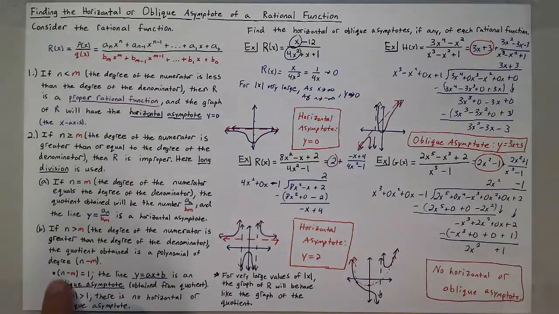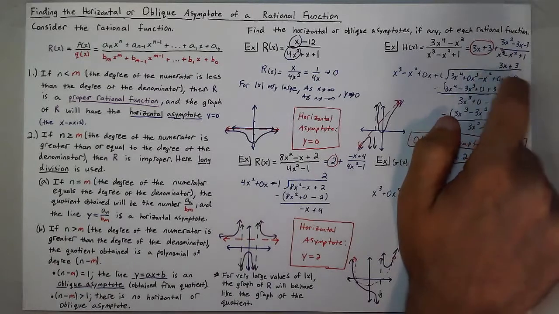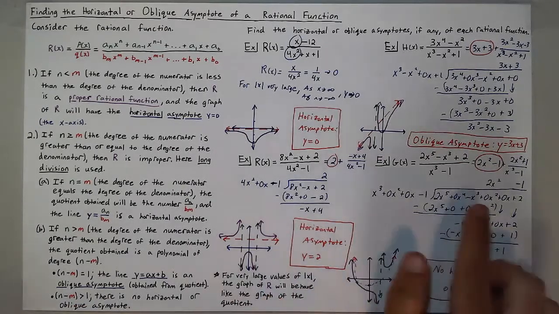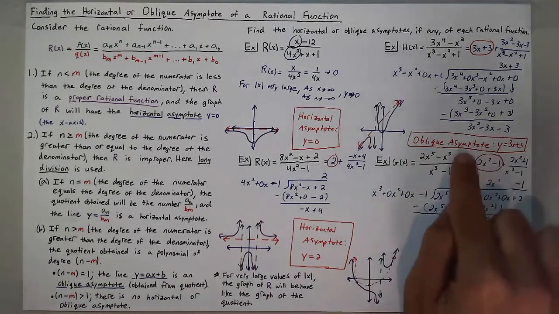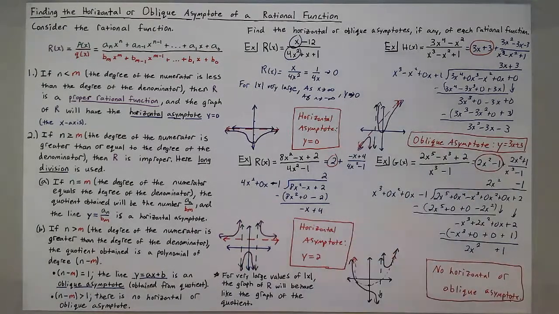But if you see the difference between the degrees is 1, that's an oblique asymptote, which is usually represented by a line that you can only get whenever you use long division here. And if it's anything bigger than 1, like 2 or 3 or 4, there is no oblique or horizontal asymptote. The function just behaves like the function you get after long division, and it follows it for large values of x. And that is how you find the horizontal and oblique asymptote of a rational function.